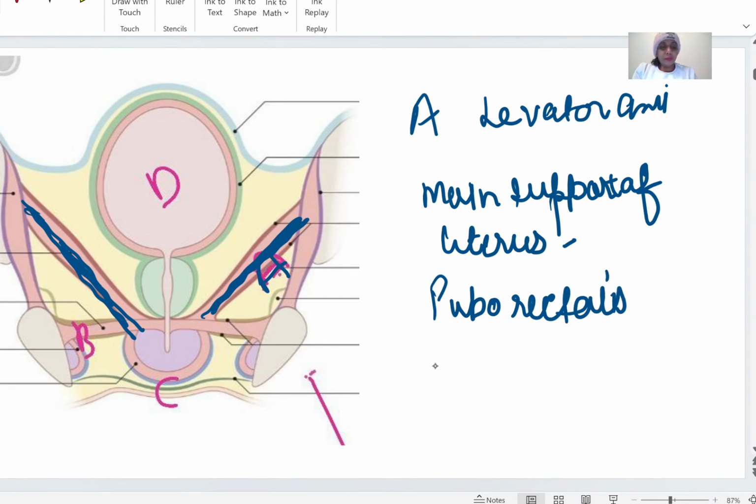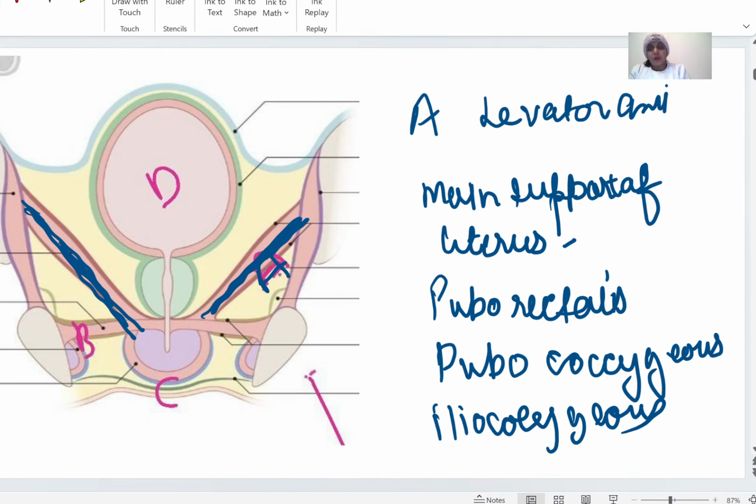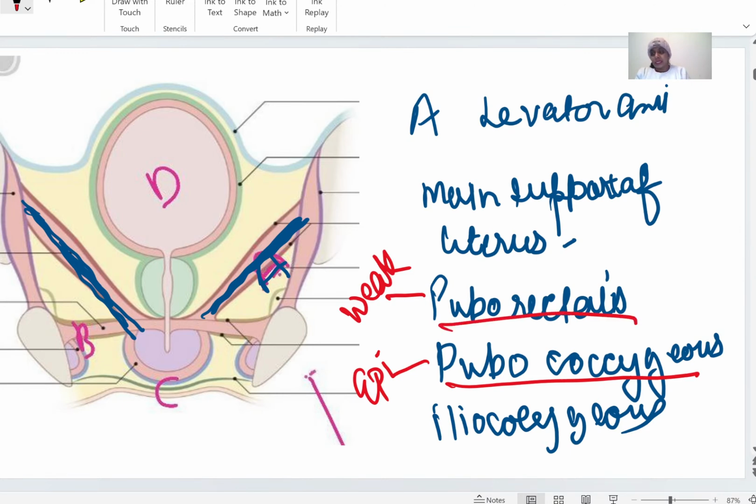Puborectalis. Yes, coccygeus and iliococcygeus. Okay, which is injured in episiotomy and which is injured in prolapse? Pubococcygeus is injured in episiotomy and puborectalis is weak in prolapse. Why is it so? Because in episiotomy we give the cut posteriorly, pubococcygeus goes posteriorly, and prolapse is usually cystocele and puborectal.